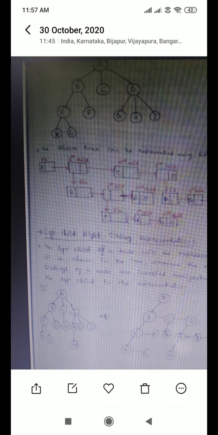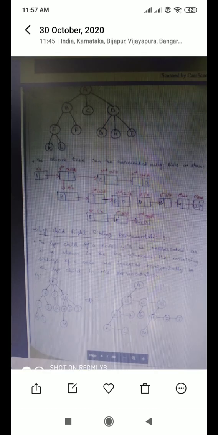I hope the definitions are clear: what is a tree, root node, child node, parent node, level, internal nodes. Next, how you can represent a tree in the form of list representation and sibling representation. In the next class we'll see the concept of the binary tree, with examples and properties of binary trees. So you can go through the videos, and in the next videos we'll start with the next concept. Okay, thank you.